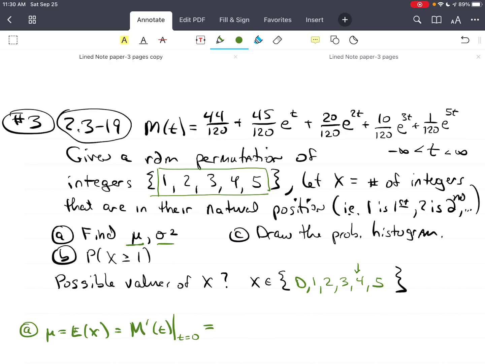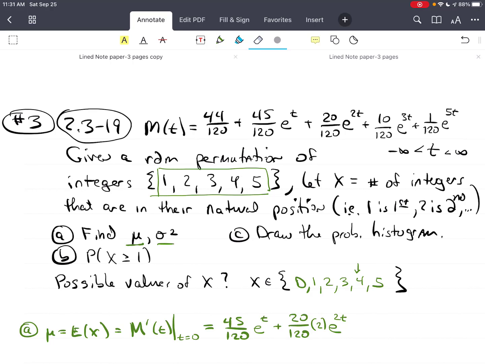So when I take the derivative of each term, the first term ends up being 0 because it's a constant. And the second term, I get the constant 45 over 120, and then the derivative of e to the t is simply e to the t. Now for the second one, I get 20 over 120, but then I have to multiply 2e to the 2t by the chain rule. When I take the derivative of e to the 2t, I have to take the derivative of the exponent as well. And so the derivative of that is simply 2.